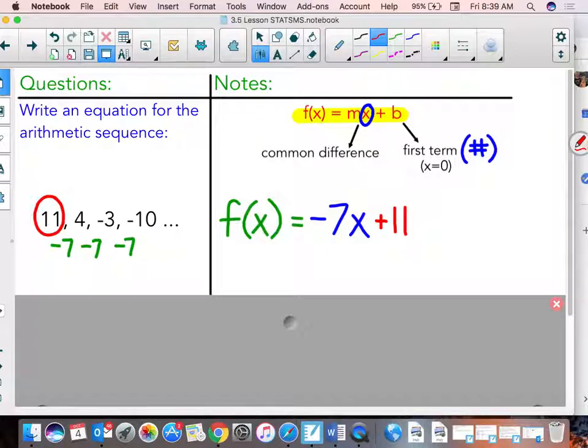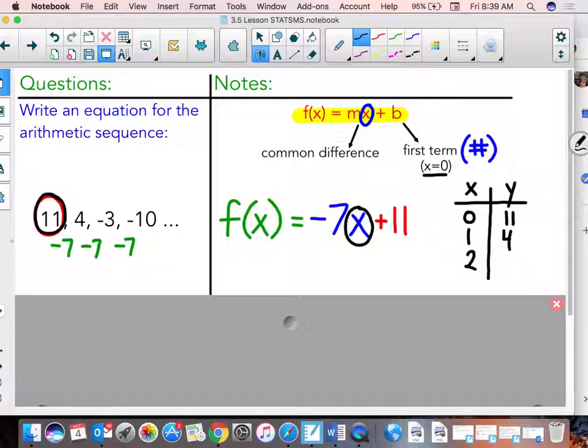So when I say x equals 0, let's make a quick t-chart here. If I have x and y, let's start x with 0. So if I plug 0 into my equation, -7 times 0 plus 11 would give me 11, which is the first number in my sequence. If I plug 1 into my equation, -7 times 1 is -7. -7 plus 11 is 4. So that is the second number in my sequence.